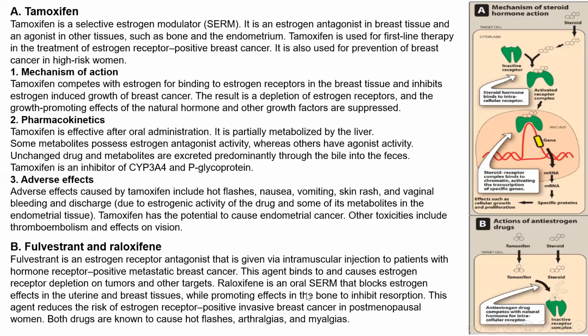While raloxifene, as we said, is a SERM, and it has agonist activity in the bones and inhibits bone resorption, while it has antagonist activity in the uterus and the breast tissue. This agent reduces the risk of estrogen receptor positive invasive breast cancer in postmenopausal women. Both drugs could cause hot flashes, arthralgias, and myalgias.